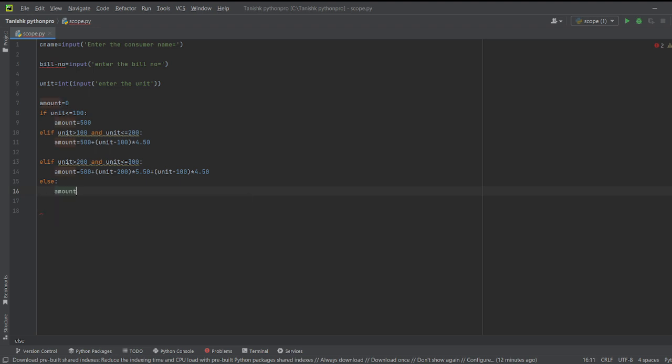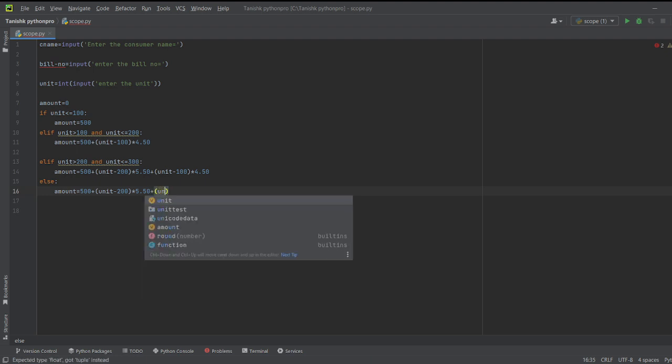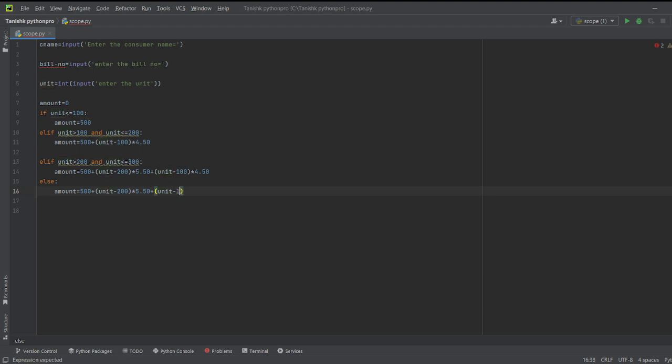And next line, amount is equal to 500 plus unit minus 200 and into 5.50 plus unit minus 110 into 4.50 plus unit minus 300 into 8.00.